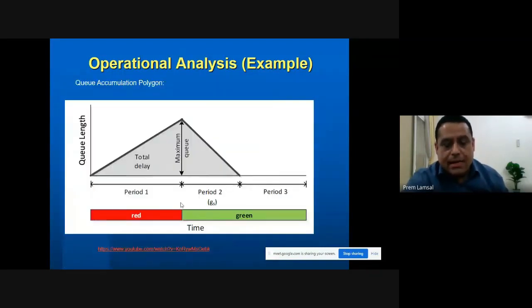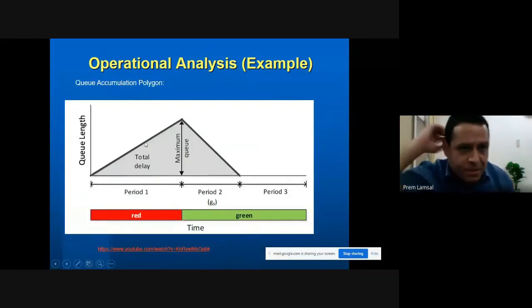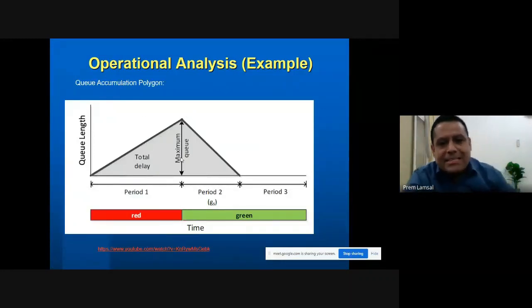Here it's very simple, like a queue accumulation polygon. You can see normally what is happening when the signal is red: gradually this queue will develop and we'll get the maximum queue here. This is shown as period 1. When the signal is red, the queue is developed, and this is the maximum queue. Simple. When the signal turns green, all this queue will start running here, and this is period 2. From period 2 to period 3, it starts free flow again. So this queue will finish at this point, and it will flow. So this is the simple queue accumulation polygon.